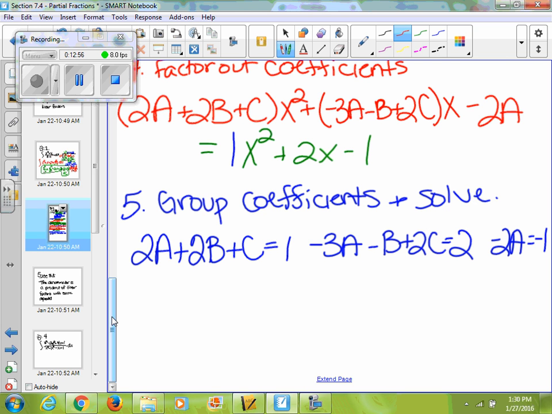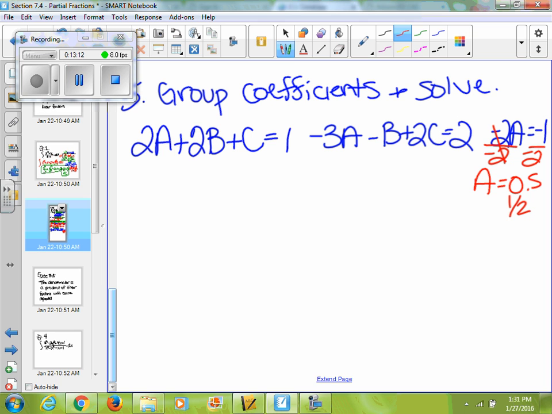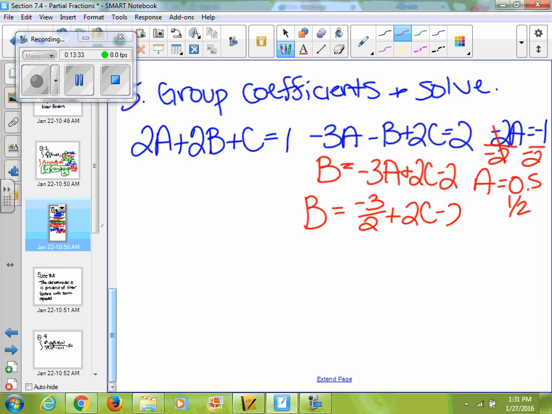Then we solve the easiest ones first. So I'll start by solving for my 2a by dividing by negative 2. So I know a is equal to a positive 0.5 or positive 1/2. Sometimes it's easier to leave them in fraction form. If I then solve this equation for b, I would get b equals negative 3a plus 2c minus 2. And I know that a is now equal to 1/2. So b equals negative 3 over 2 plus 2c minus 2.